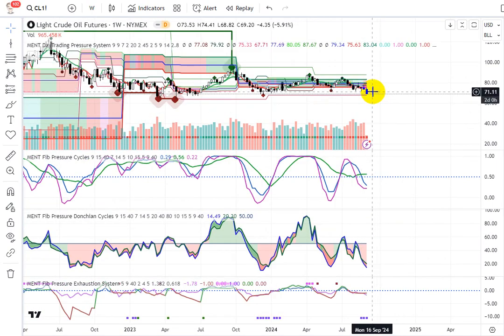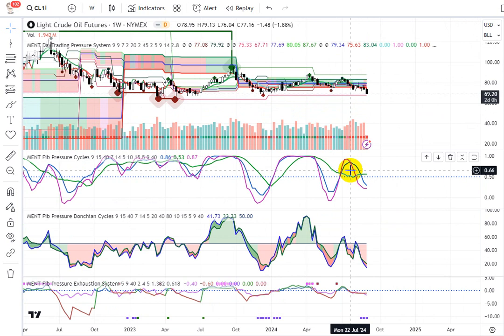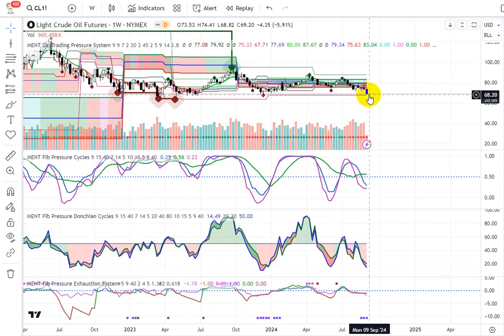Weekly. We are bearish. Down to 67. Boy, look at that. That's the number I predicted. 67, 68. We have had a cycle high right here. We're in a downward trend. We're below the unique and ultimate 382 levels.